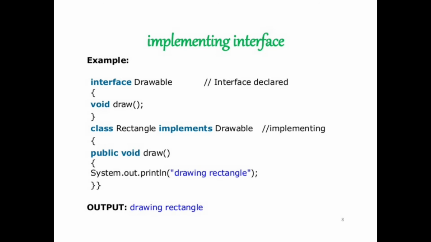The class name I am using is Rectangle, implements is a keyword and Drawable is the interface name, with an open curly bracket. In this bracket we use the method that is defined in the interface. Now here we implement public void draw, open curly bracket, an output statement, and close the bracket and close the class. Then the output displayed is drawing the rectangle. The method is declared in the interface and implemented in a class.